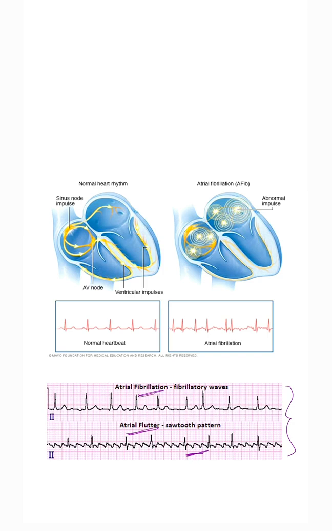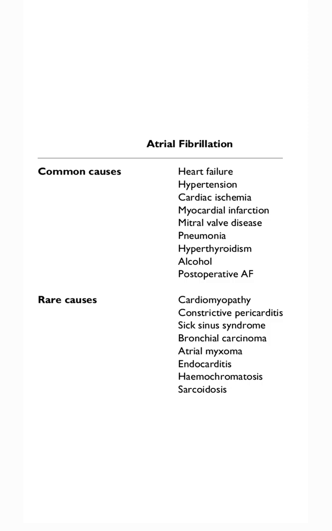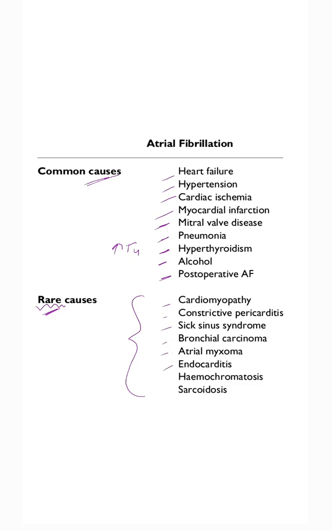The various causes of atrial fibrillation may include heart failure, hypertension, cardiac ischemia, myocardial infarction, mitral valve disease, pneumonia, hyperthyroidism, alcohol, postoperative atrial fibrillation, along with rarer causes like cardiomyopathy, constrictive pericarditis, sick sinus syndrome, bronchial carcinoma, atrial myxoma, endocarditis, hemochromatosis, or sarcoidosis. Most of these causes constitute what we call the substrate.